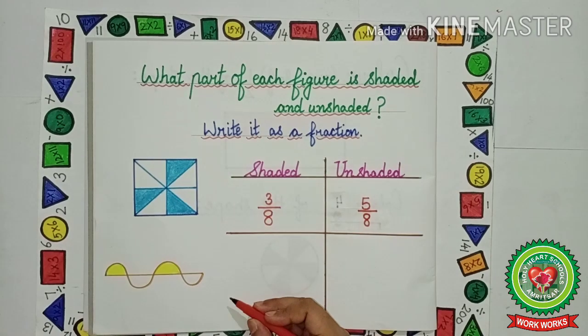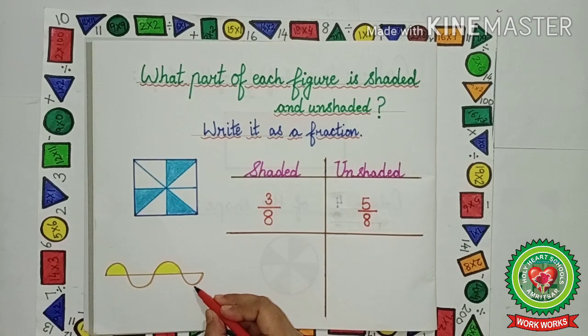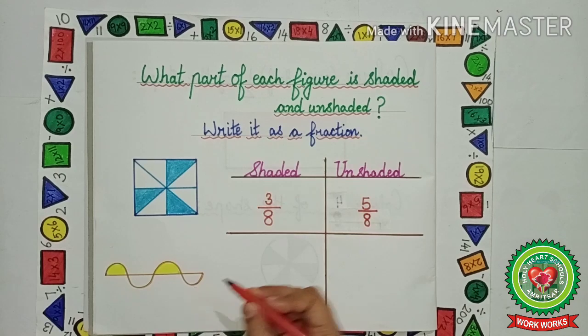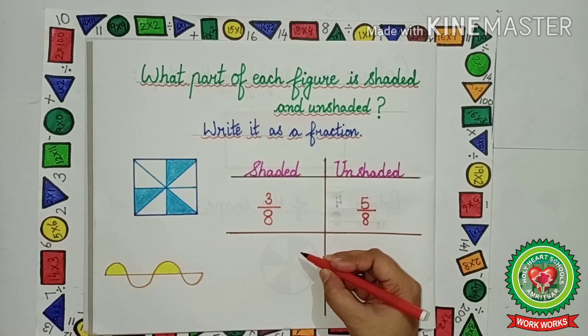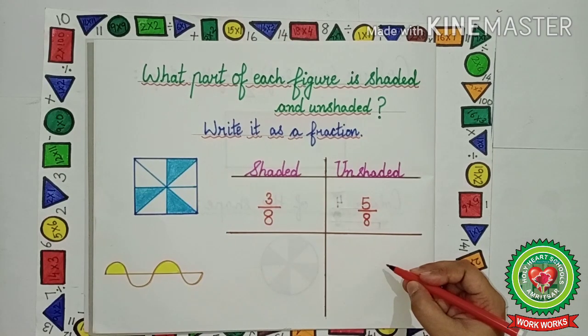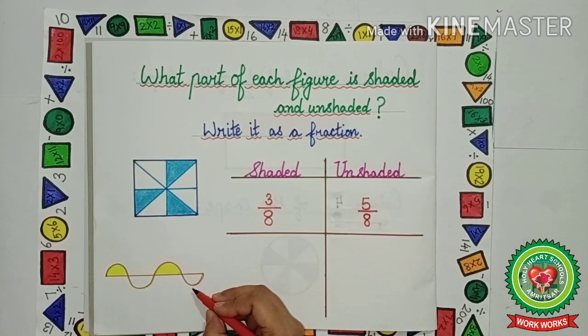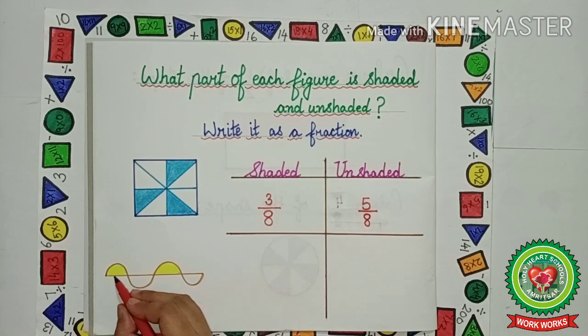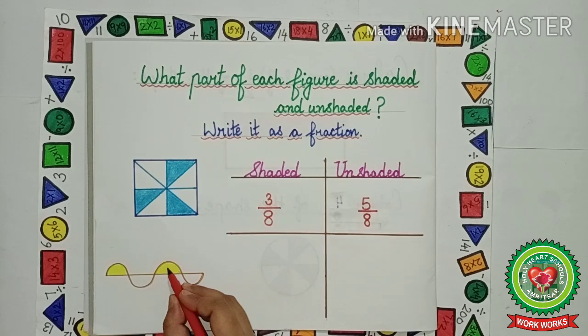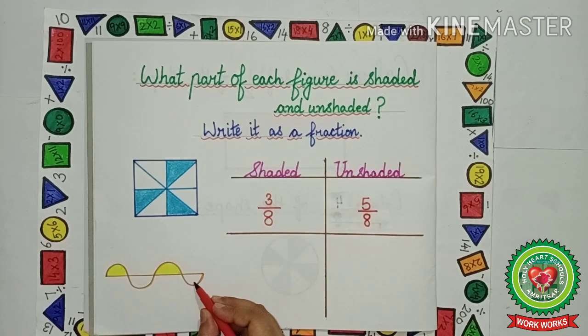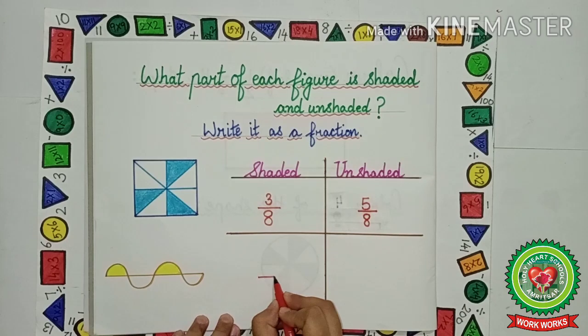Let us take the next example. Now again over here we have to write first of all the shaded fraction and then the unshaded fraction. Let us first count how many parts are there. 1, 2, 3, 4. 4 parts are there. So 4 we will write as the denominator.